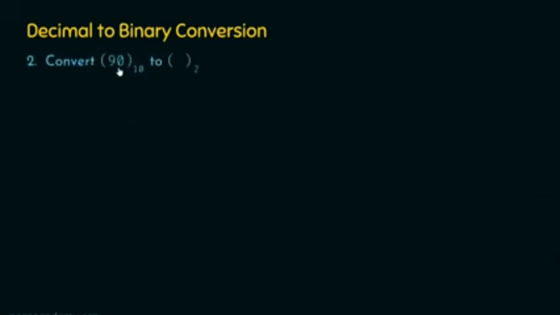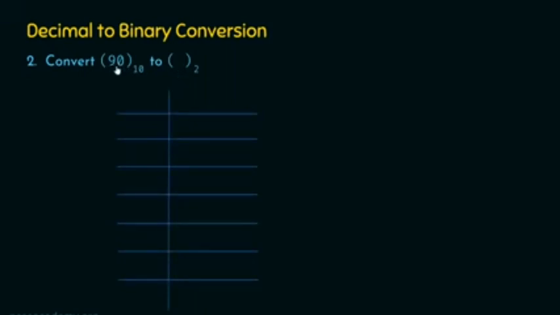Here 90 is the decimal number and now we need to convert this decimal number to its equivalent binary number. We need to start with this number 90. We need to put this number over here. Then we need to put the divisor, which is 2, over here. Now we need to divide this number by 2. We will get 45 as a result, which is the quotient, and we will get 0 as the remainder.